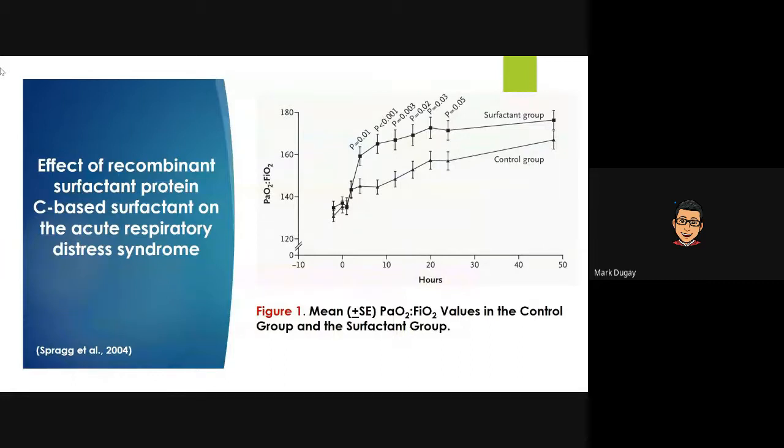Figure 1 shows the mean partial pressure of oxygen and fraction of oxygen in the inspired gas values in the control group and the surfactant group. The partial pressure of oxygen and fraction of oxygen in inspired gas is a measure of the blood oxygenating ability of the lung. As shown in the figure, the mean value was significantly greater from 4 to 24 hours after the treatment in the surfactant group than in the control group.